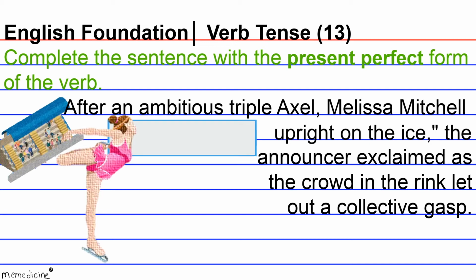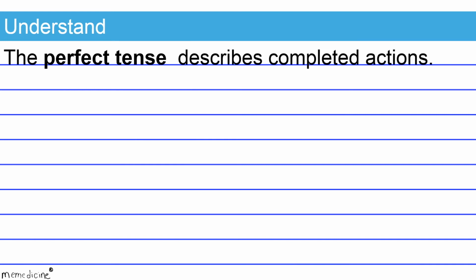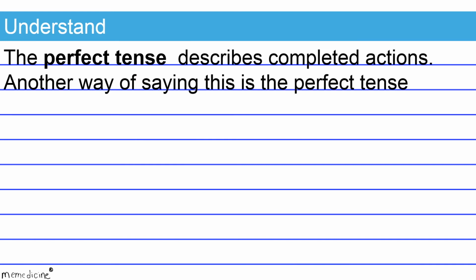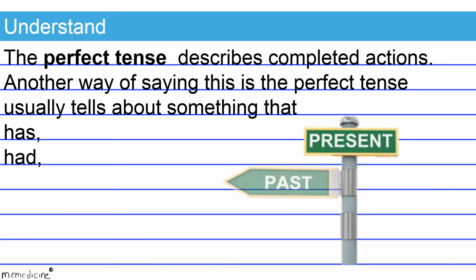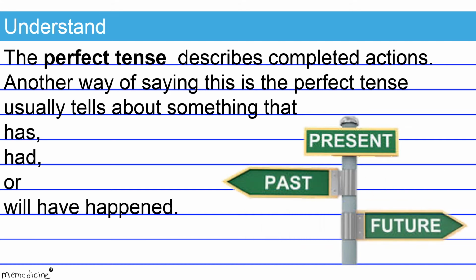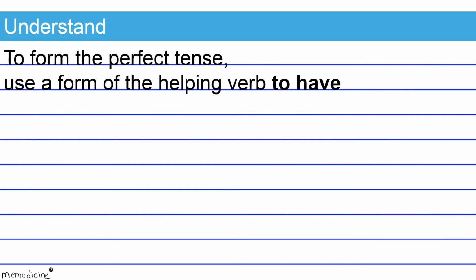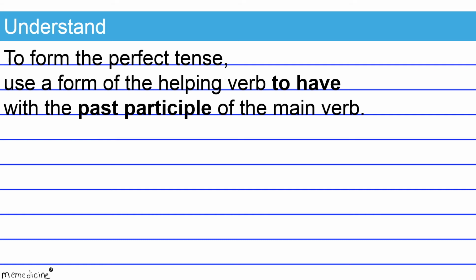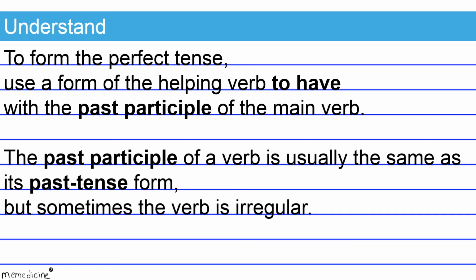The task here is to shift the tense of fall to its present perfect verb form. The perfect tense describes completed actions. Another way of saying this is the perfect tense usually tells about something that has, had, or will have happened. To form the perfect tense, use a form of the helping verb to have with the past participle of the main verb. The past participle of a verb is usually the same as its past tense form. Its simple past tense form, that is. But sometimes the verb is irregular.